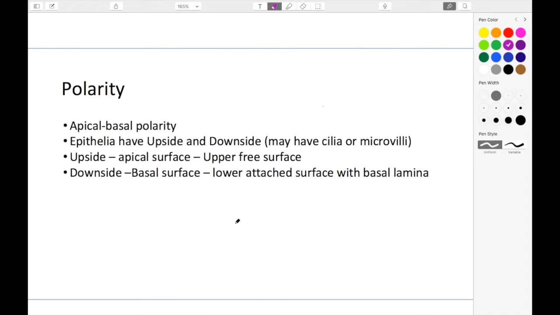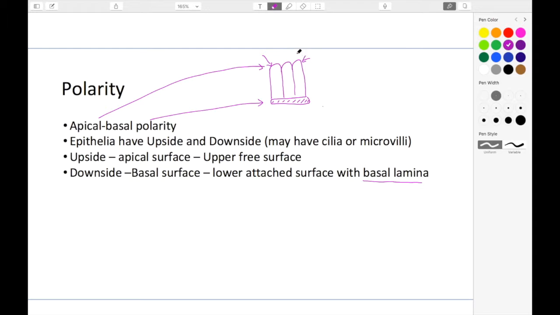When someone talks about polarity, you might think of two ends, right? As I mentioned, in chemistry you might think of positive end and negative end. Here you have apical-basal polarity. What does that mean? These individual cells usually have an apical surface and a basal surface. The basal surface is usually formed by the basal lamina. This is the basal surface, and this is the apical surface.